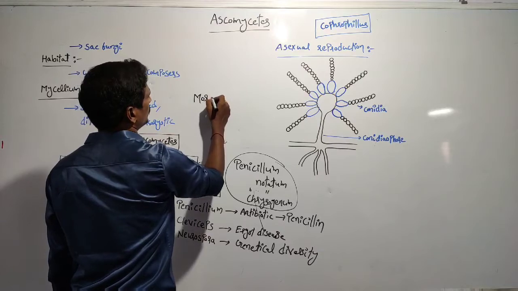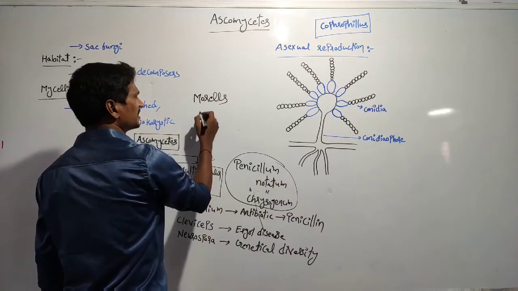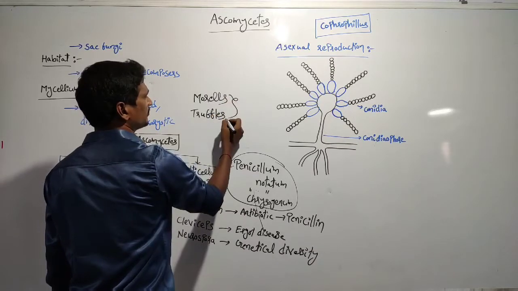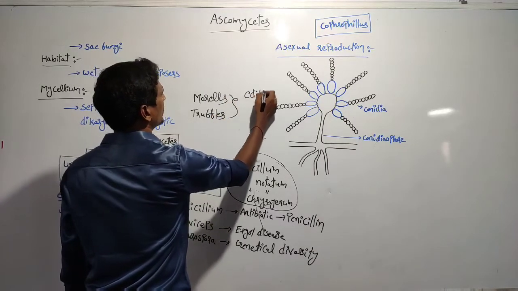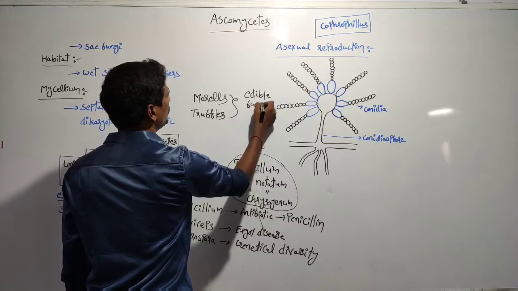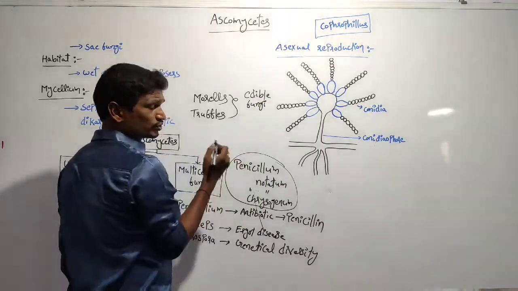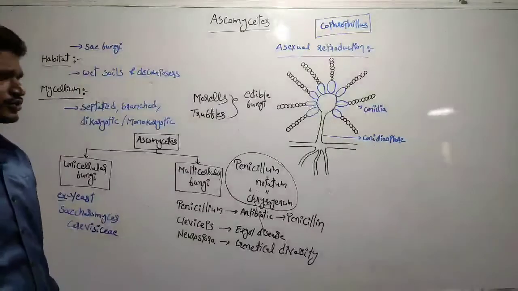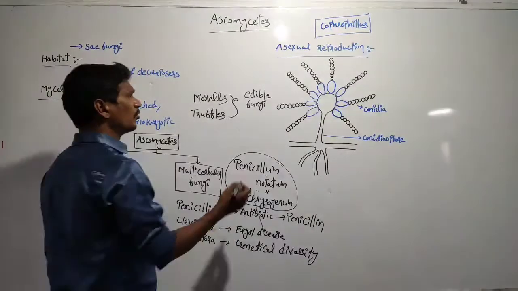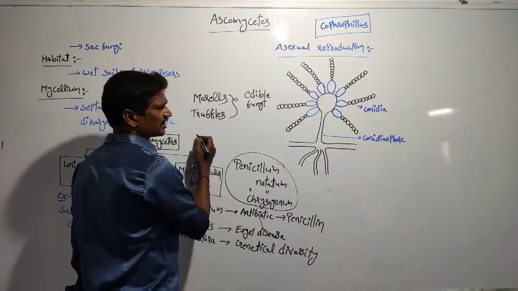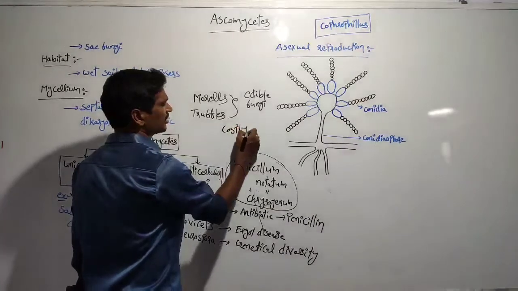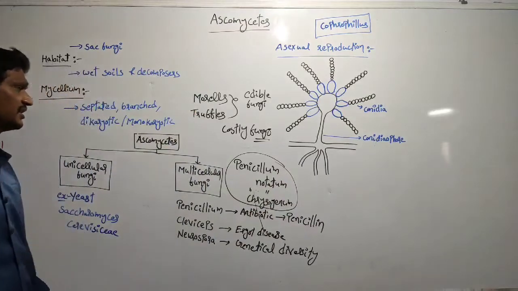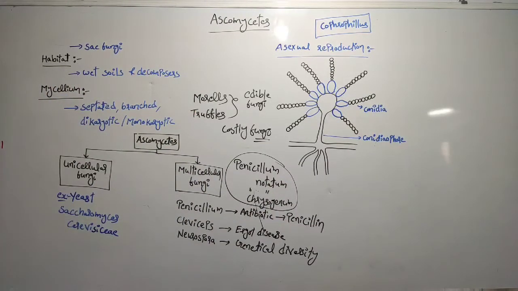And one of the best examples, morels, and next is the truffles. Morels and truffles are edible fungi, and these are the costliest fungi. Remember, morels and truffles are edible and costly fungi. That is about some of the gastric features.